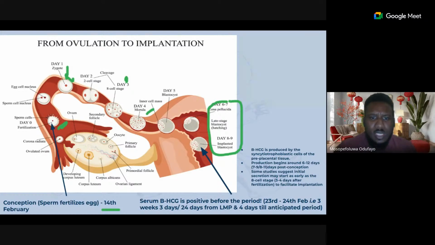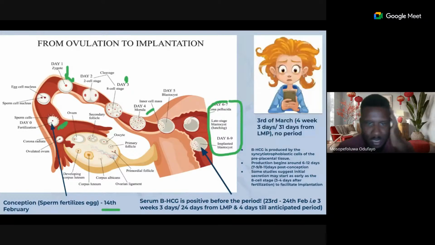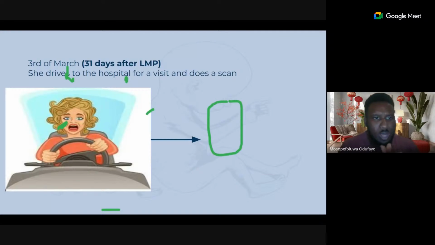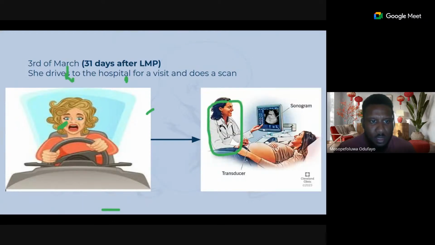And so what now happens is 1st of March came, she didn't see it. 2nd of March came, she didn't see it. 3rd of March came, as you can see, she's pretty frantic. And this 3rd of March is already about 1 month and 3 days, or about 31 days from her last menstrual period. Now she's seeing that something has already happened. So, okay, I'll come back to this slide. And then she's frantic. And so on that 3rd of March, she drives to the hospital and she goes for a scan.